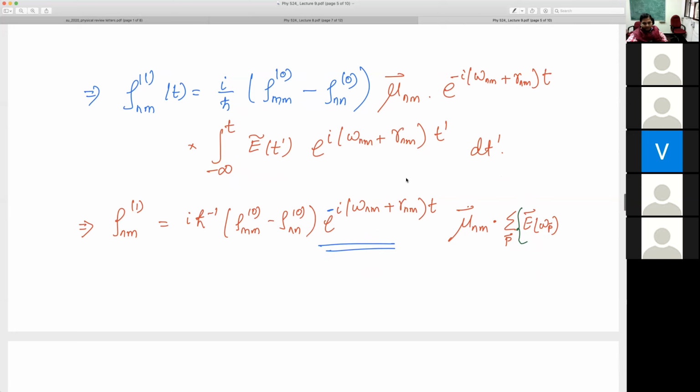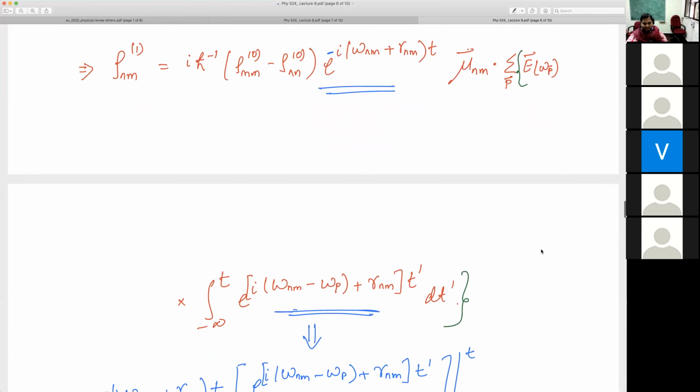Okay, so I'm just rewriting this term by bringing all the terms which are not dependent on time to the left, etc. And the dipole moment is taken scalar product with the E, of course, and E I will explicitly write now in terms of its omega p dependence. So E is sum over p, E omega p, and recall this green bracket here because this will continue in the next line.